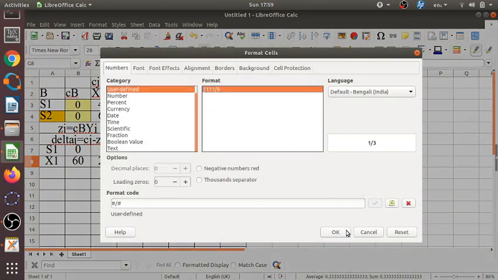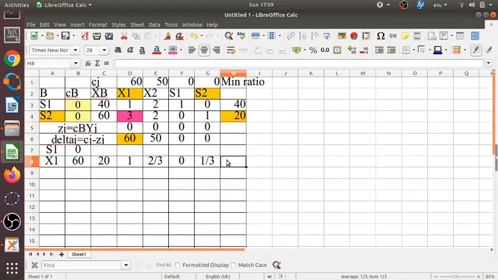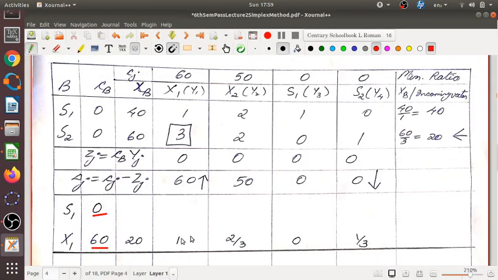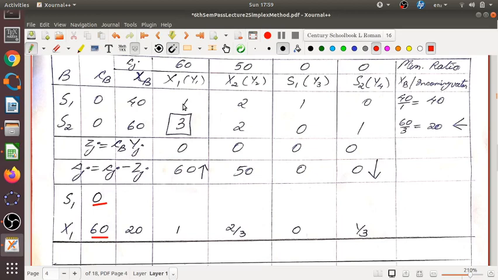Okay, so 1 by 3. You see, this is the row that I have got here: 2, 1, 2 by 3, 0 and 1 by 3. Okay, then what is the next step? I have to make the other elements of the incoming vector 0. The element corresponding to the key element will be made 1. Every other element in that particular column has to be made 0.